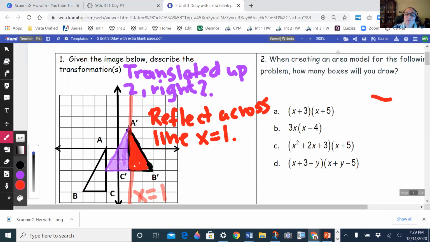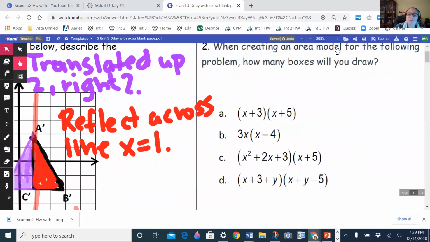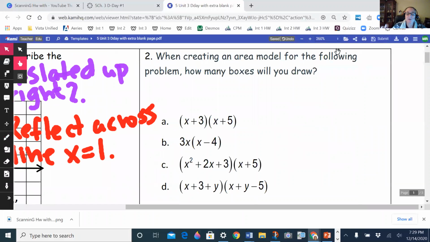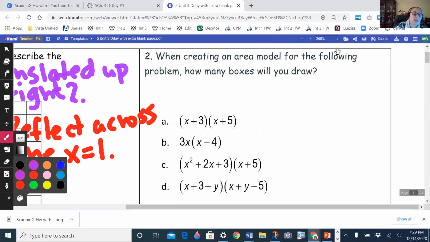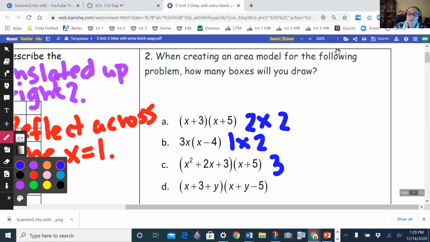On number 2, they're asking us to figure out what size area model. They're not asking us to physically draw it or do the math. They just want to know what size we would have. This one here would be a 2 by 2 because we have 2 terms in each of the parentheses. Letter B would be a 1 by 2. Letter C would be a 3 by 2. And letter D would be a 3 by 3.